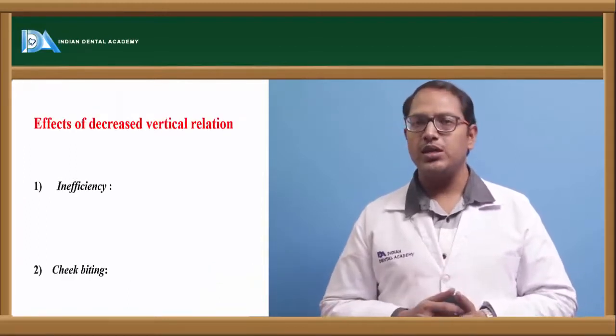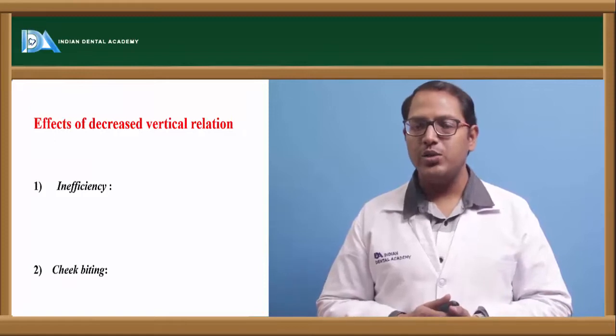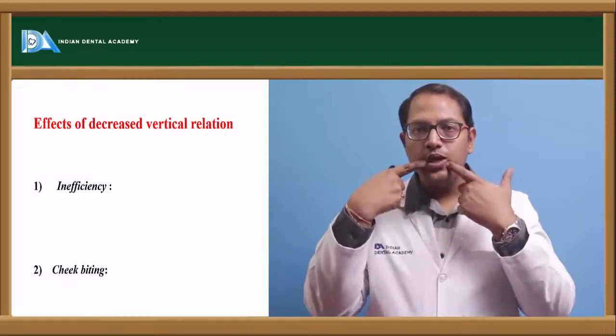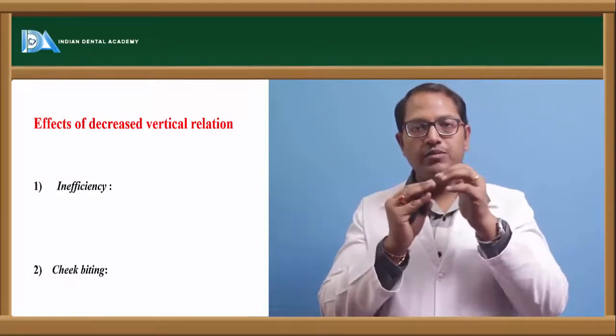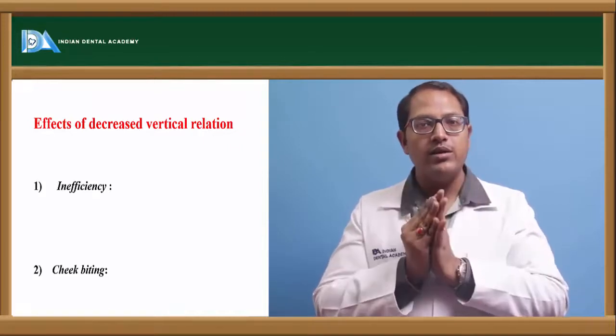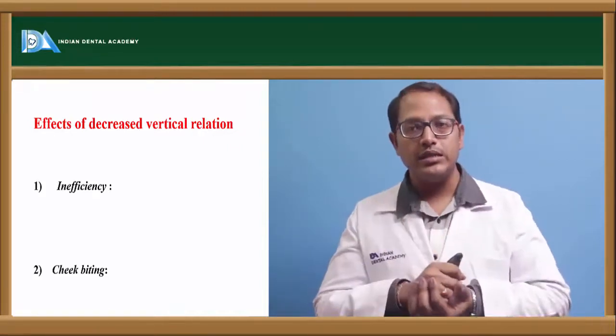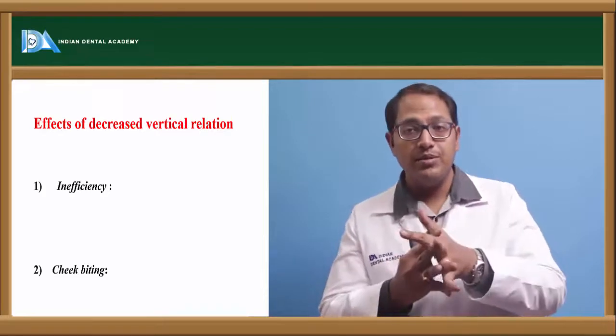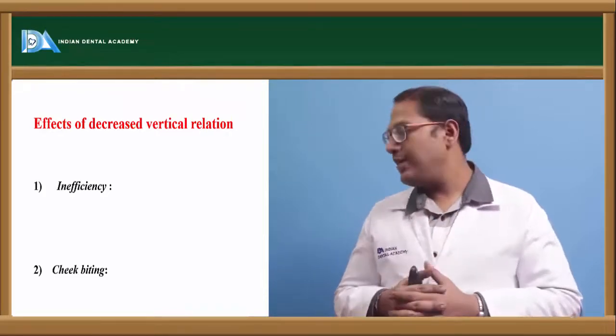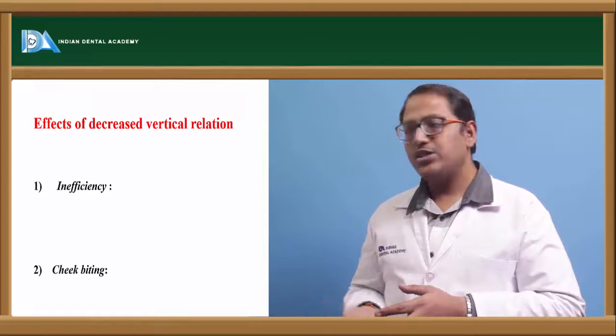But what about decreased vertical dimension? Then also angular cheilitis will occur, because what will happen, these will droop inside. So there will be biting in between the teeth, so there will be angular cheilitis. Your buccal mucosa will get hurt in the posterior region because that will come in between the teeth. That is called cheek biting.